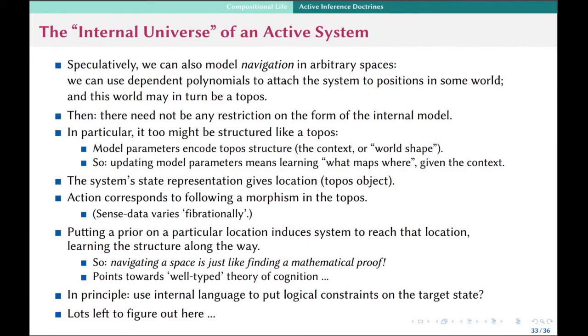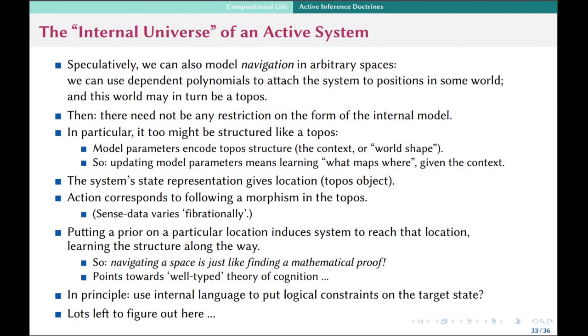And in particular, we could do things like use the internal logical language to put logical constraints on the target state, to say, these states, these locations in the topos, they're dangerous. Don't go there. Or more complicated propositions that involve dependence or implication or quantifiers. It doesn't matter. We can use this internal language to say, prefer these propositions to hold and not others. But the precise details of how to do all that are left to figure out. But I still think it's a direction that seems promising.